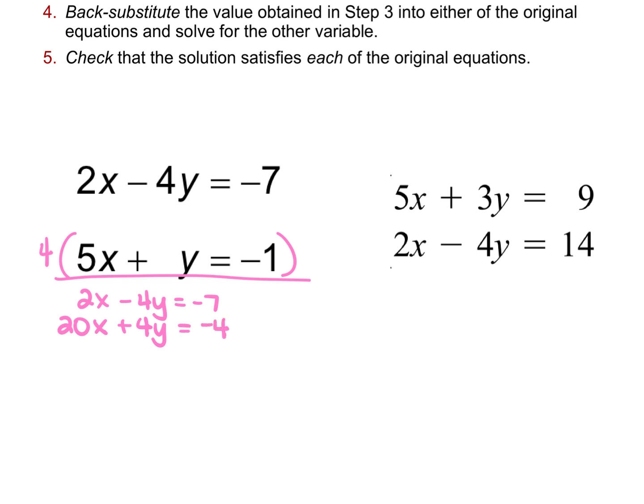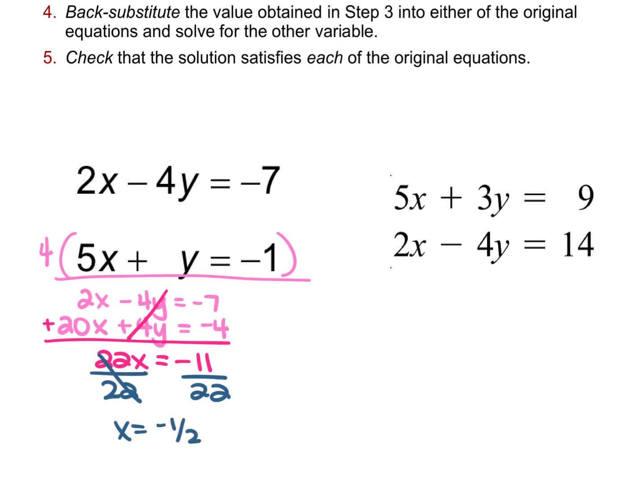We're going to add these two equations to combine like terms. Your y's cancel. You're left with 22x is equal to -11. From here, we're going to divide each side by that 22 to get x by itself, and that gives you that x is equal to -1/2.